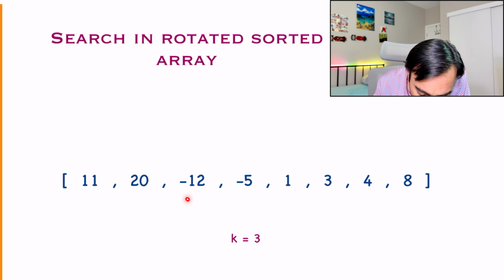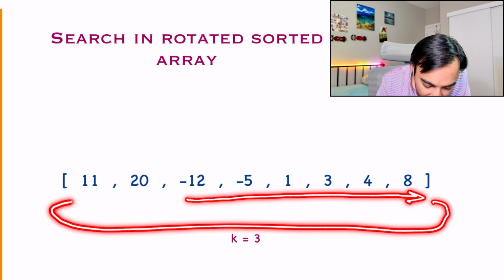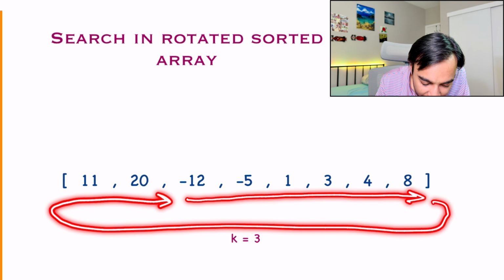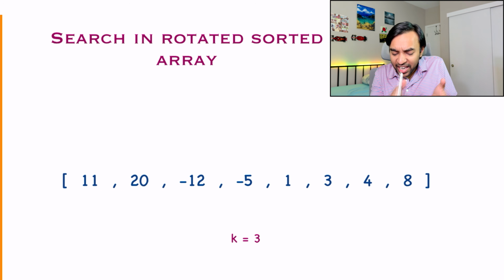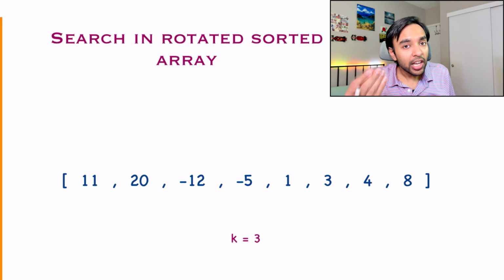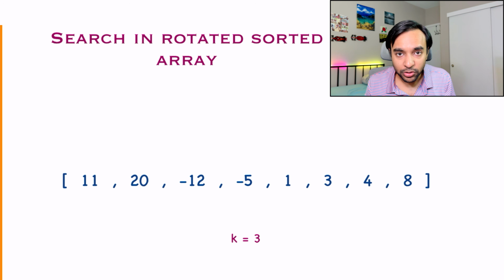Because if you start from -12, all of these numbers are in ascending order and now it is rotated to find other numbers in ascending order also, 11 and 20. So the array is sorted. Can you leverage the binary search? Yes, but you might want to have some additional checks also.